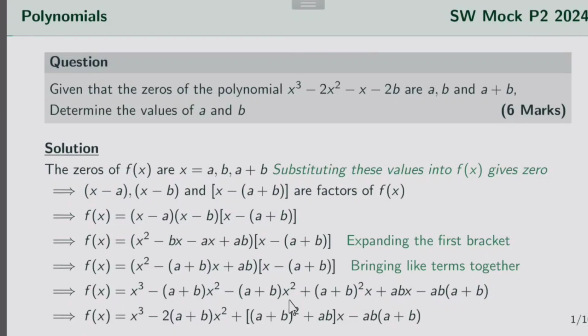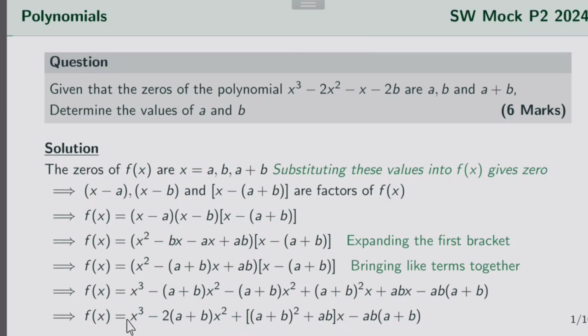Now I'll also notice that these are terms in x, because x is common to these two terms. So I can factor out x from these terms, and I'll be left with (a plus b) squared, then I'll add it to ab. So I factor out that term. Then this constant term will just be there as is. There's nothing to be done with it. Now I've expanded completely and I've brought like terms together.